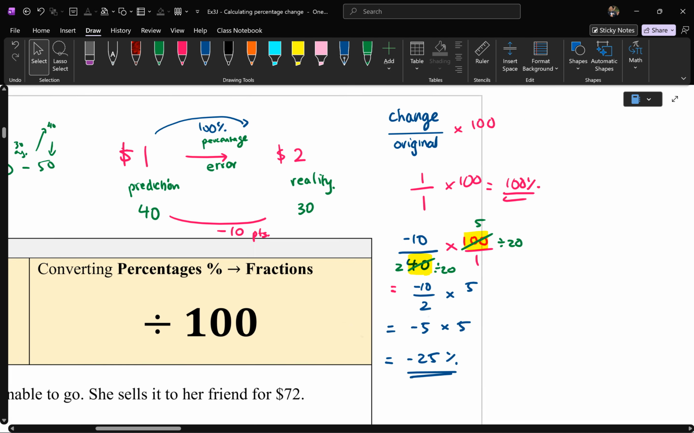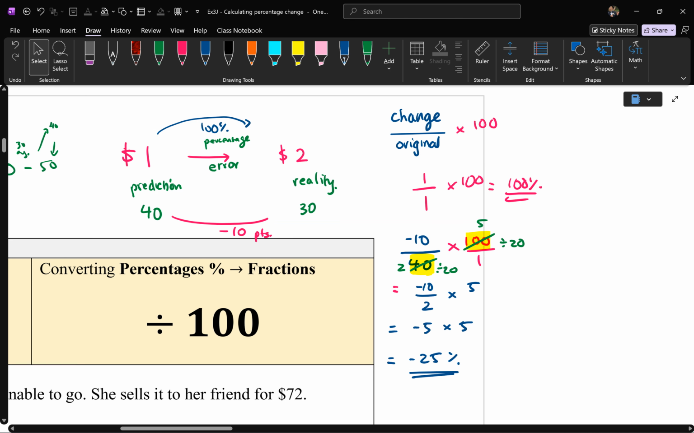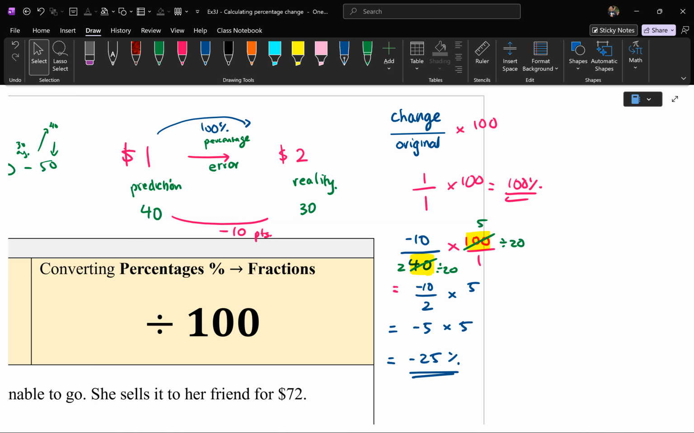So what is my percentage error? Meaning, how far off was I? I was 25% under or over, because they went below by 25% my guess. That's what it actually means.